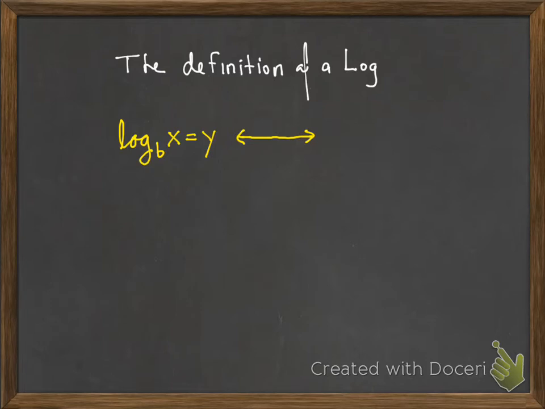The way that I always visualize this is that log base b of x equals y means that b raised to the y power is going to equal x. So b raised to the y power equals x. Now, it seems kind of, again, like why would we need to rewrite that?